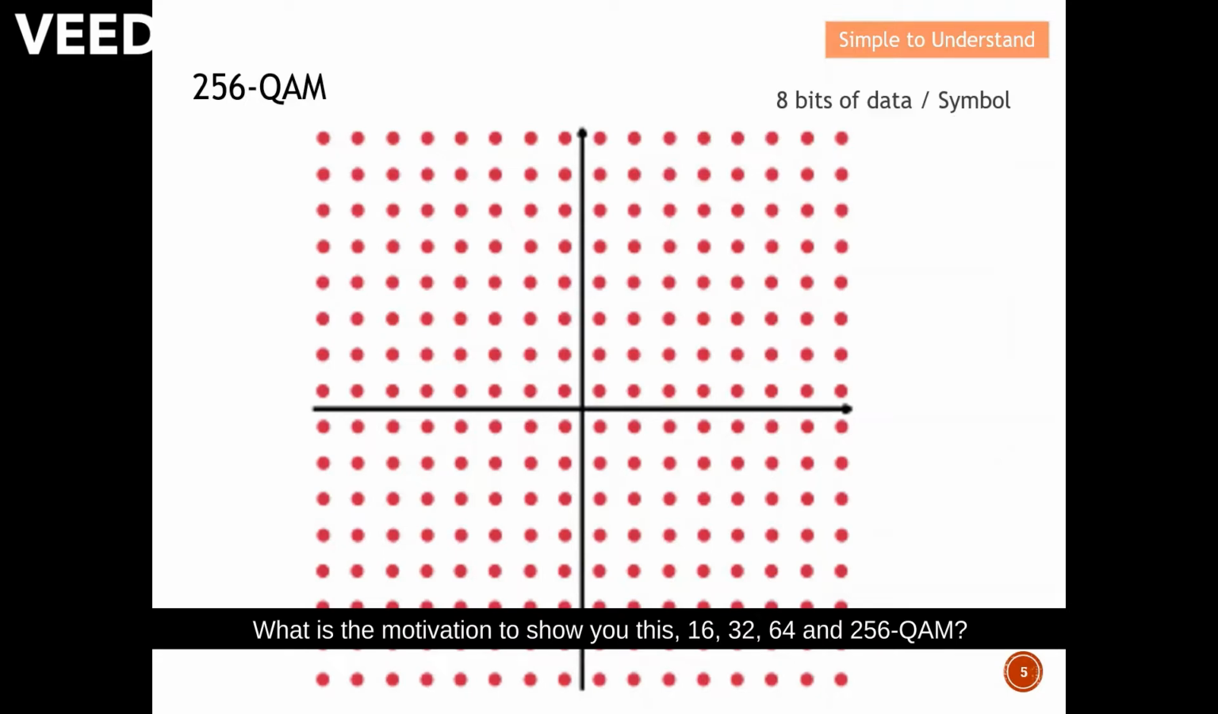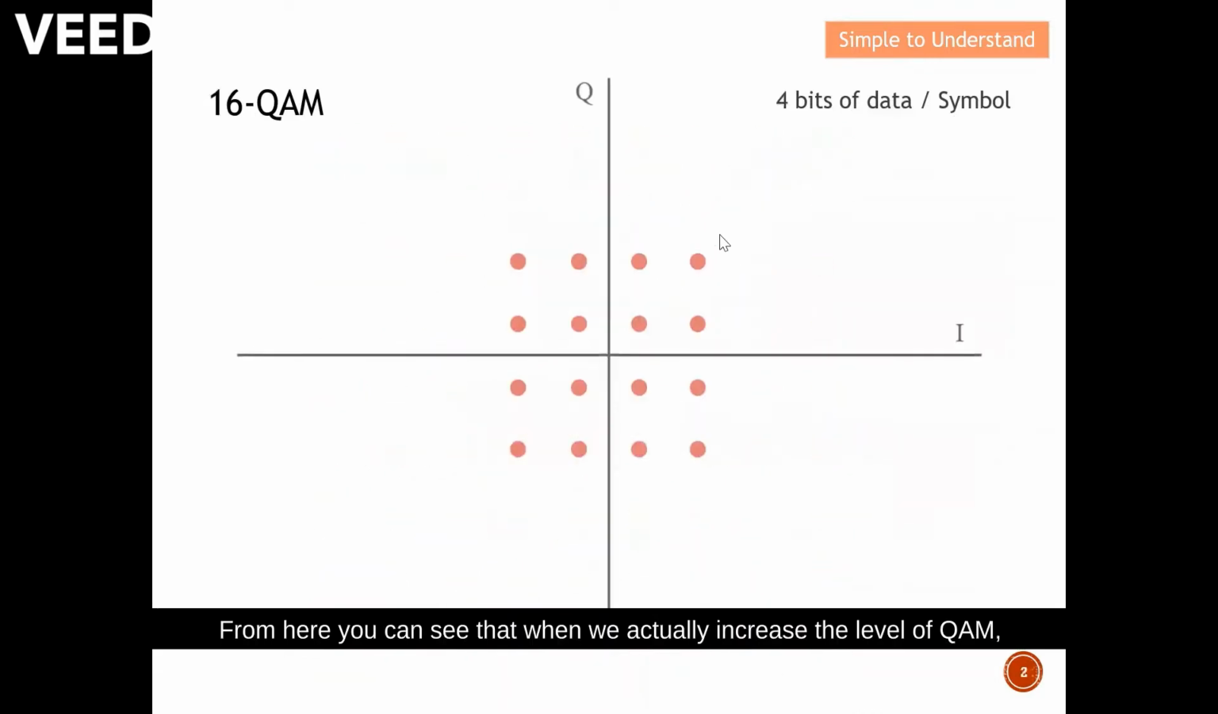What is the motivation to show you this 16, 32, 64, and 256 QAM? From here, you can see that when we increase the level of QAM, you increase the number of bits that can be transmitted at any point of time. When more and more bits can be transmitted, this improves our throughput.